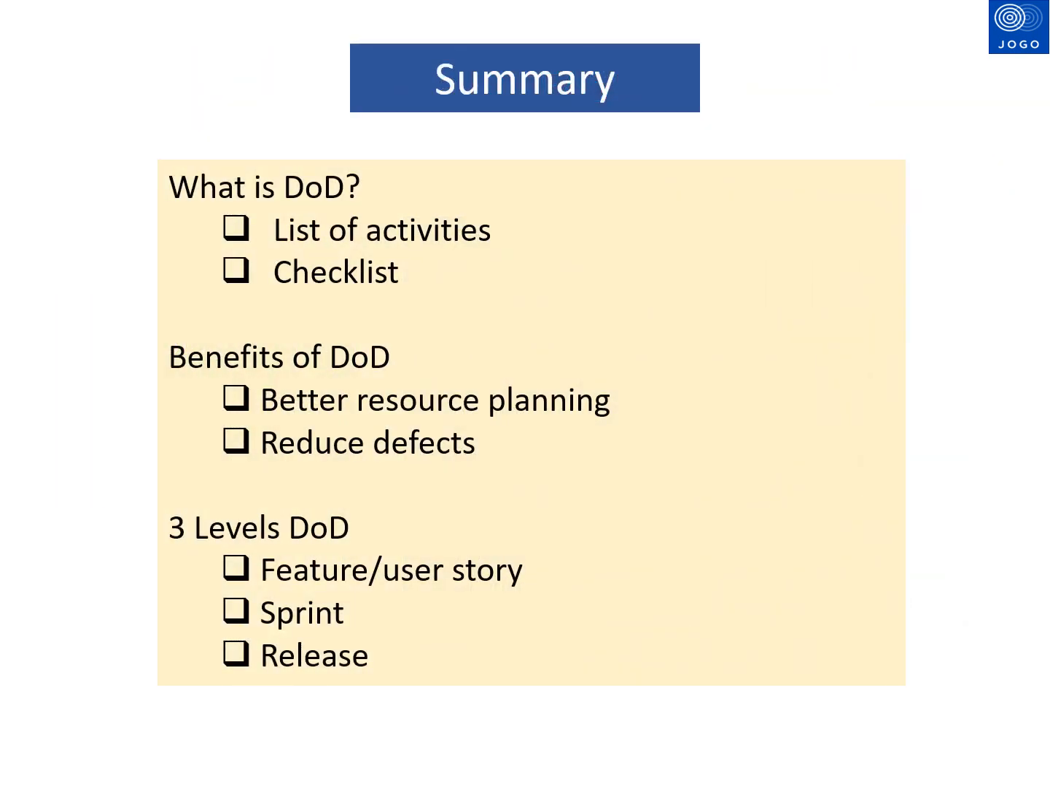In summary, DoD is a list of activities and a checklist used by the Agile team. DoD will help for better resource planning and reduce the defects in the product. Three levels of DoD are used by the team: at user story or feature level, at sprint level and release level.